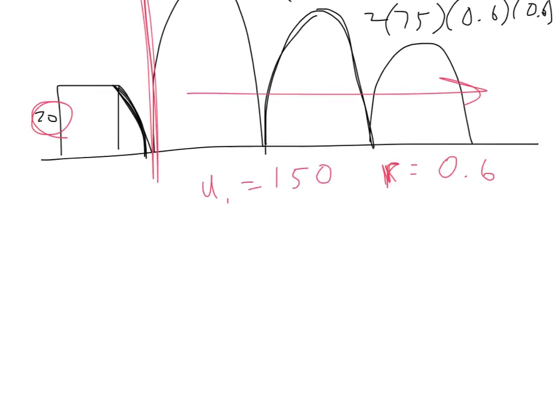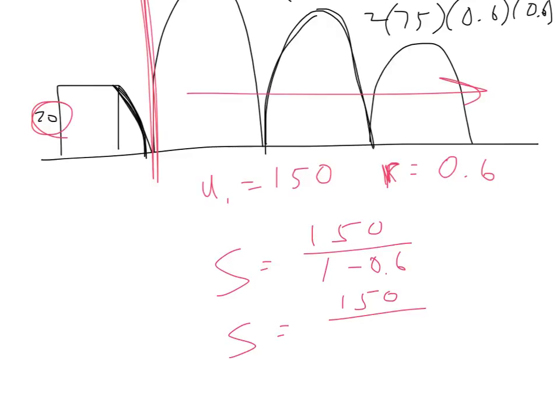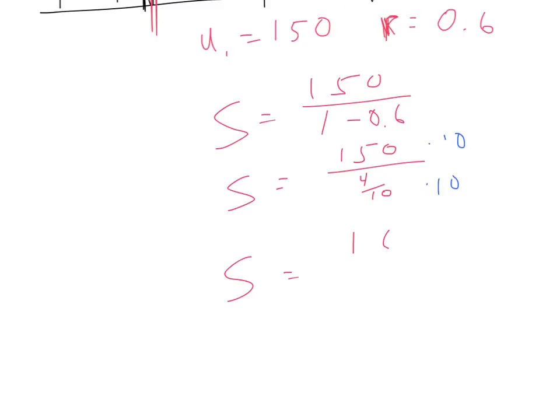So with those things in mind, if you haven't already done the computation work, pause the video and try that on your own. Your sum here should be 150 over 1 minus 0.6. So that's going to be 150 over 0.4, which is 4/10. I'll multiply top and bottom by 10. This will give me S is 1,500 divided by 4, which is 750 divided by 2, which is 375. So 375 is what we get for the repeating geometric part of this problem, right?